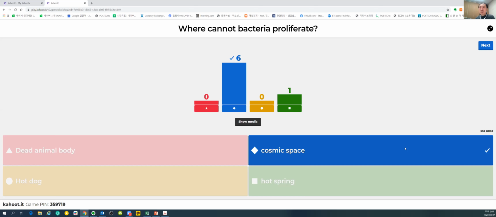In cosmic space, maybe they can hibernate, but they cannot proliferate because there is no nutrient around, number one. Number two, there is very strong cosmic light, like UV or X-ray, and they can be killed by that light. So these are some other basic requirements for life forms to survive.